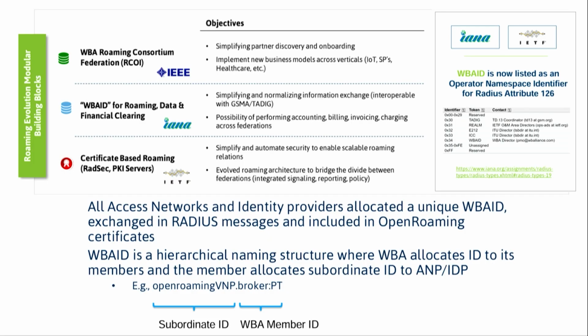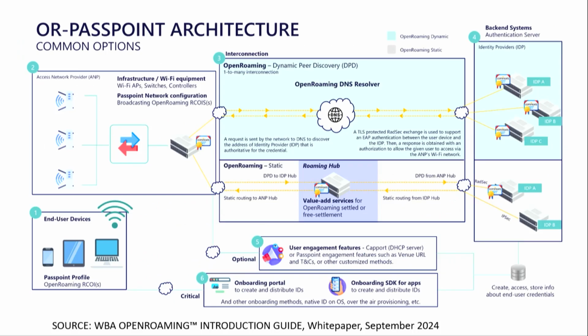So I think this builds up the concept of how the public access happens. There are RCOIs which have been standardized in IANA and IEEE. And this is the OpenRoaming Passpoint architecture.